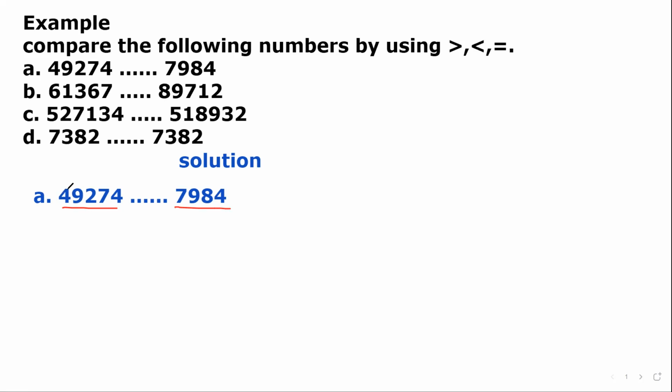The first one we have 1, 2, 3, 4, 5. And the second number is 1, 2, 3, 4. So which means that the one having more number of digits is greater. Okay, so then you will not waste more time, which means that 49274 is greater than 7984 because 49274 is having more number of digits than 7984. Good.